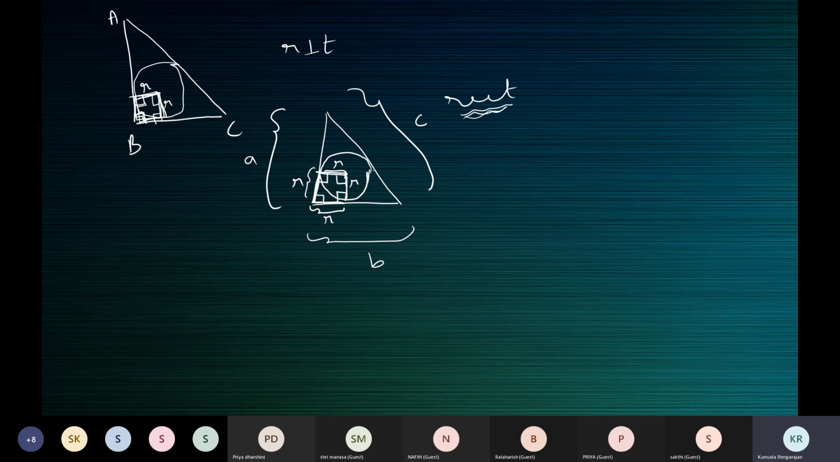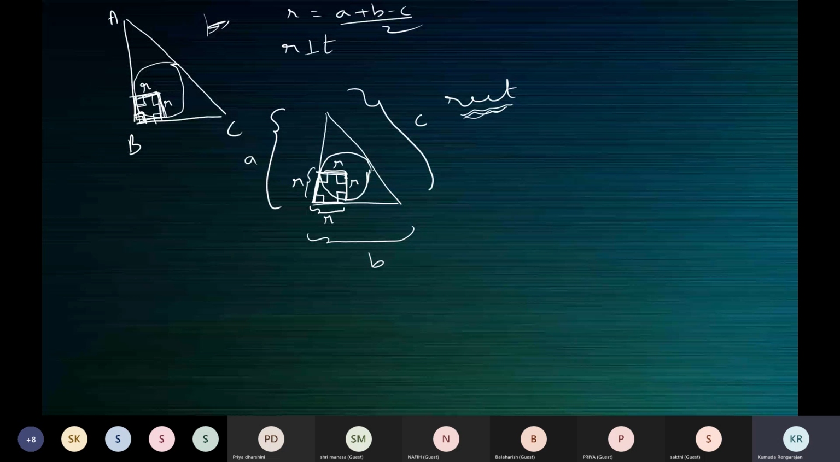Draw this. Please give the heading: derivation of the result. Derivation of the result r is equal to a plus b minus c by 2.